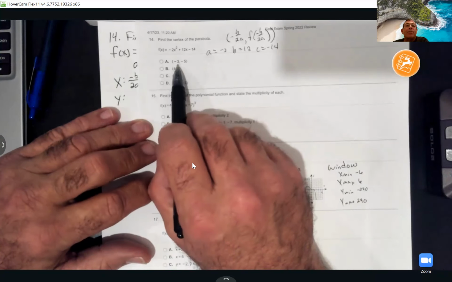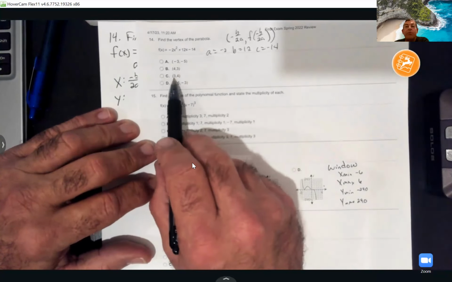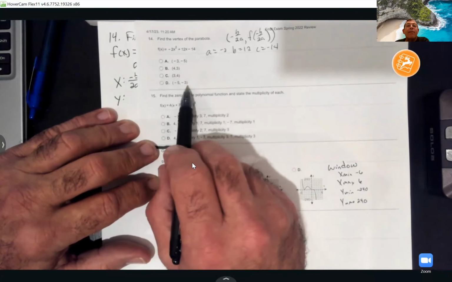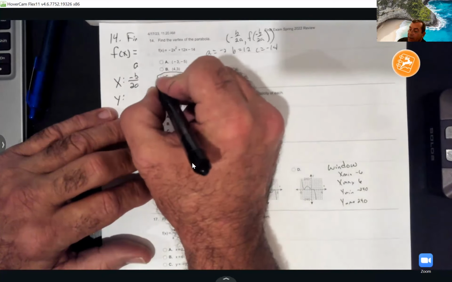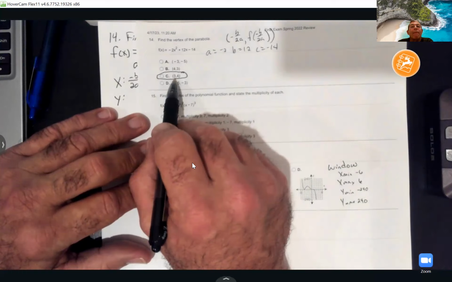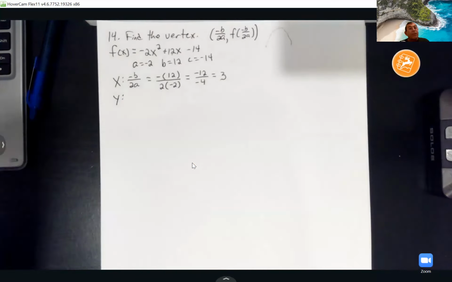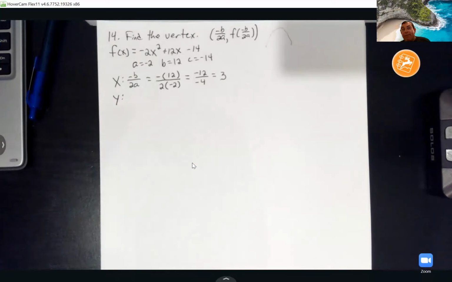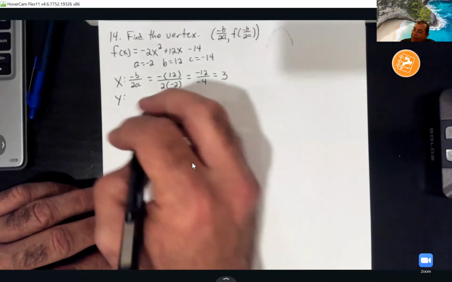Look at this. One answer was (-3, -5). Another was (4, 3), then (3, 4), and (-5, -3). There's only one answer that has the right x value, and that would be C, which is (3, 4). So when I do this y value, I better get a 4, okay? Because that's the only answer that had the 3 for my x.